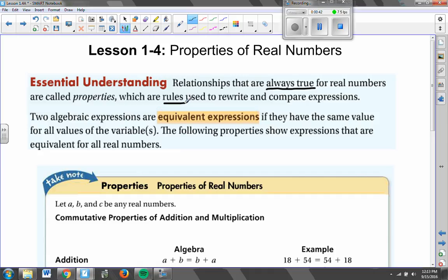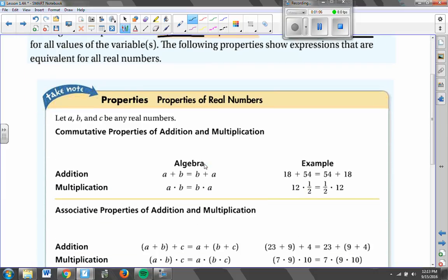And then we can also talk about two expressions being equivalent. That's an important word to write down in your notes, please. Equivalent, it just means equals. Equivalent means equals. Have the same value. They're exactly the same. They're equal. Equivalent expressions. So, a couple properties I want you to write down in your notes.